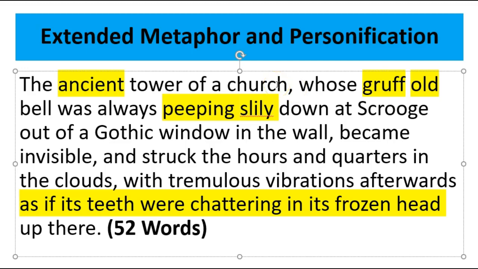And so as the weather gets colder, Dickens imagines the church itself shivering, and the bells are the result of that shivering. The bells are like the teeth in a head chattering with the cold. So the steeple becomes the frozen head of the church. And notice this, as if its teeth, that is a simile, using as to make a comparison.